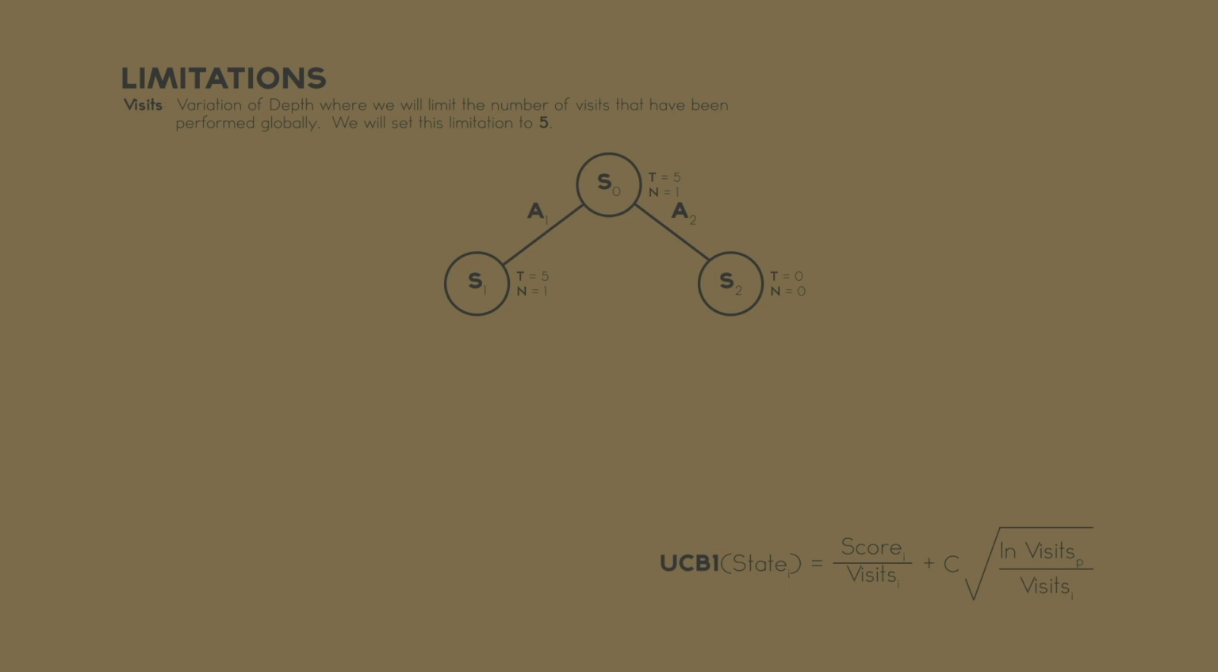The algorithm checks if the node is a leaf node. S2 is a leaf node, so the next question in the algorithm is if the node has been visited before. This node has not been visited before. It has a visit count of 0, so a rollout is performed. A series of random actions is performed and results in a value of 3. Backpropagation is performed up the tree.